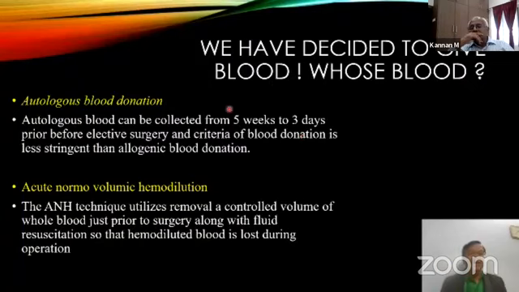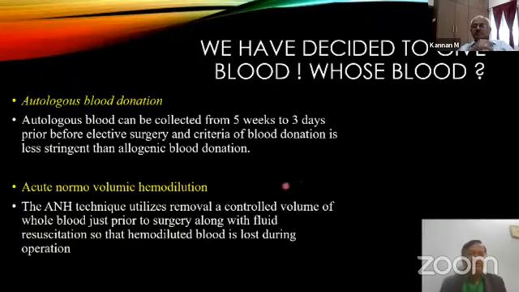Autologous blood can be collected from 5 weeks to 3 days before elective surgery. Take the blood from the patient himself some 3 to 4 weeks prior and start giving intravenous iron, folic acid, B12, everything. So this will pick up by 1 gram in 3 weeks. So this will be okay. And then give the blood during the surgery.